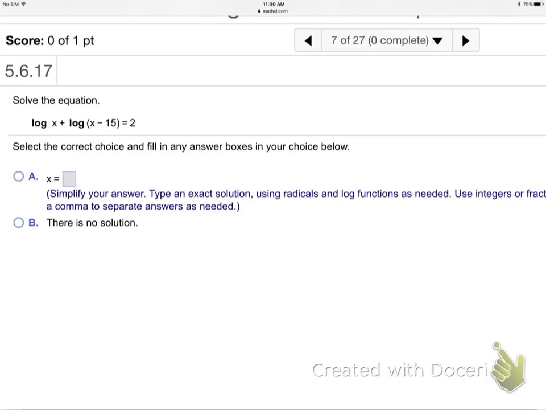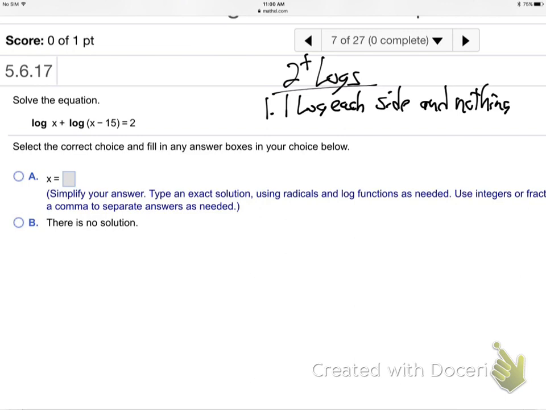Solving logs. I wrote the steps up last time. I called it a log countdown. Let me do it one more time. If you have 2 or more logs, the steps are: if it's 1 log each side and nothing else, just cancel the logs by logic.